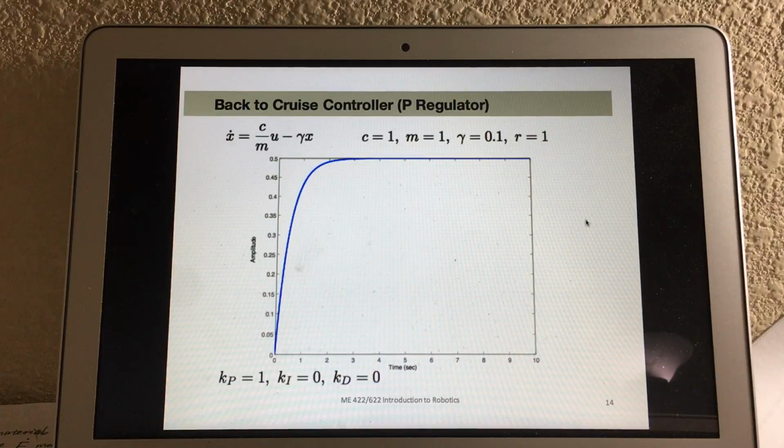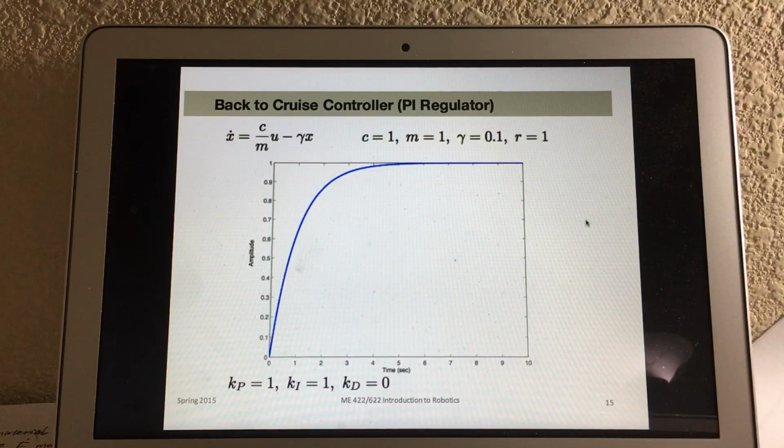When C equals 1, M equals 1, gamma equals 0.1 and R equals 1, then actually the proportional controller, or the P regulator, didn't deliver. The reference R equals 1, but this is stabilized at 0.5. We already commented on this before, right? So depending on your real model parameters, the specific value it stabilizes at is going to change.